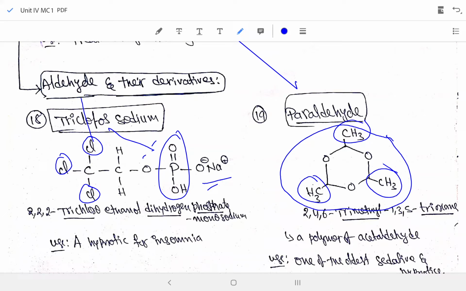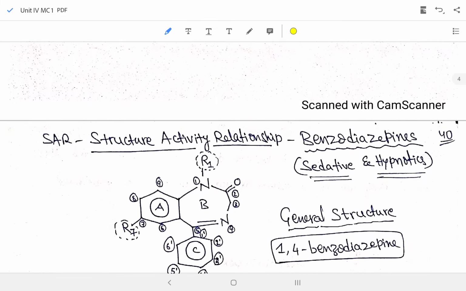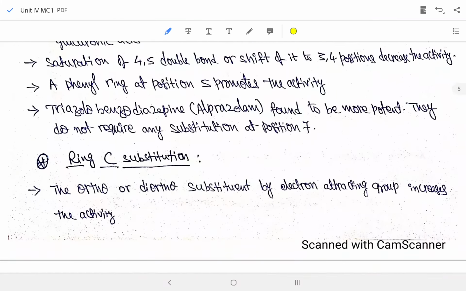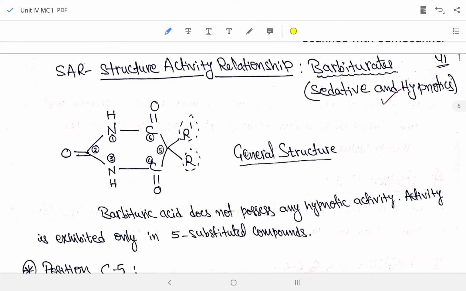Okay, these are the various structures under the benzodiazepines. We have already seen them. So let us briefly discuss the structure-activity relationship of barbiturates.